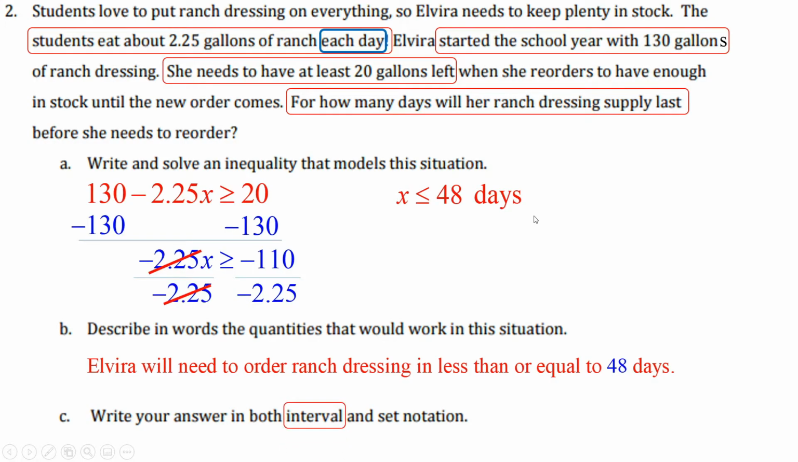Interval notation, comma. All right. And now, what's my left bound? Well, I know my left bound, I can't go beyond into negative numbers, negative days.